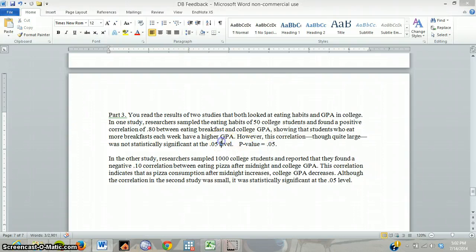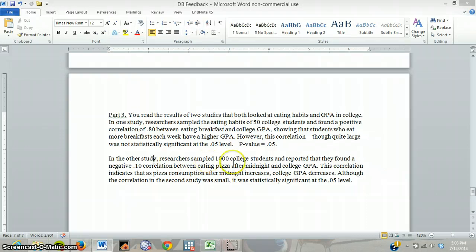So if the p-value here was 0.05, that means that for the 0.8 correlation between eating breakfast and college GPA, there is a 5% chance that that relationship was found by chance alone. So we want a p-value to be small. What's the correct way to say this? We want the probability that the relationship we found was due to chance alone to be very small.